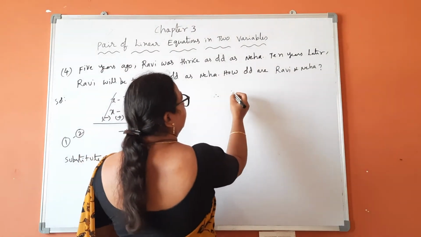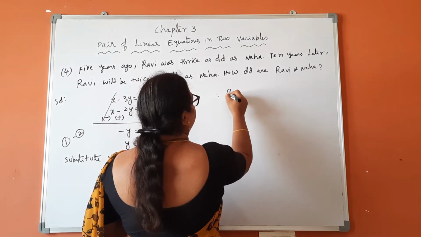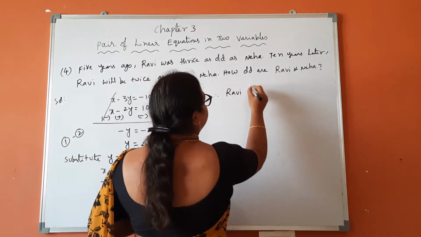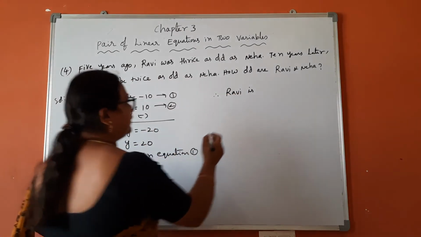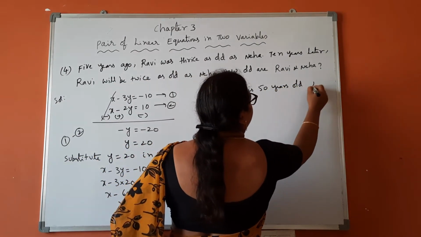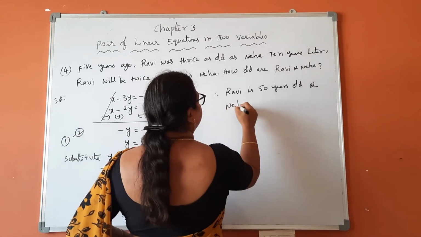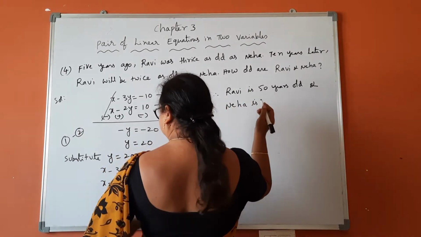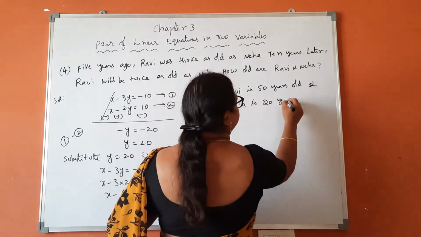Therefore, Ravi is 50 years old and Neha is 20 years old.